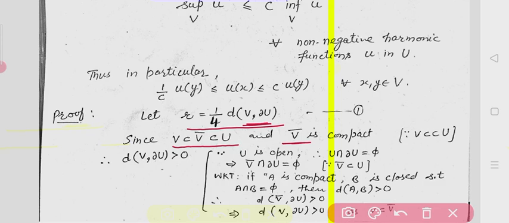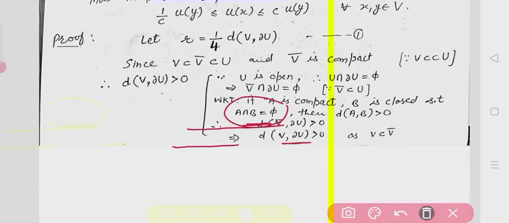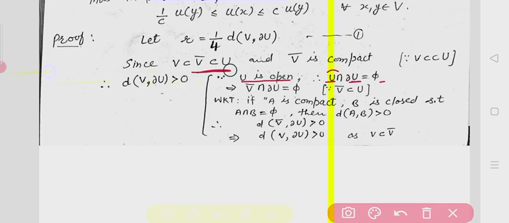Now we can say that this distance is actually positive. You can see here that U is open. If U is open, then the set U and its boundary are disjoint. So U intersection boundary of U will be empty, and V bar is a subset of U. If U intersection its boundary is empty, then the subset V bar intersection its boundary will also be empty.